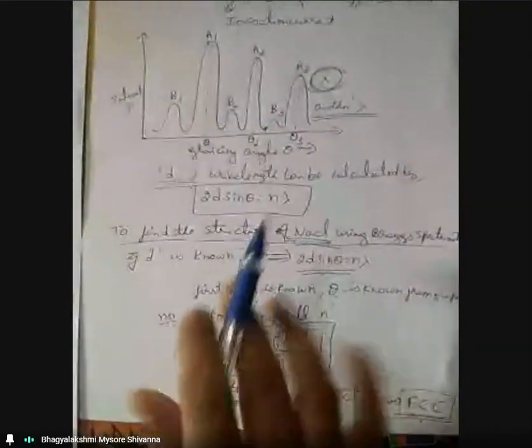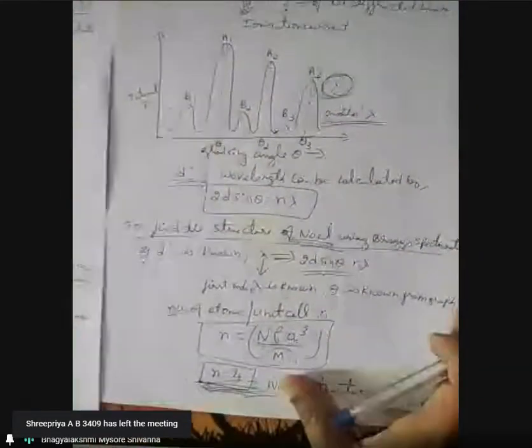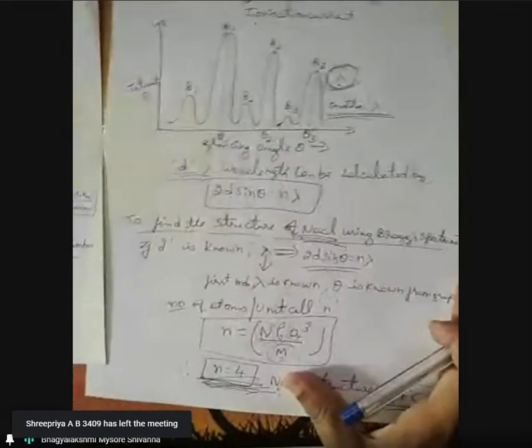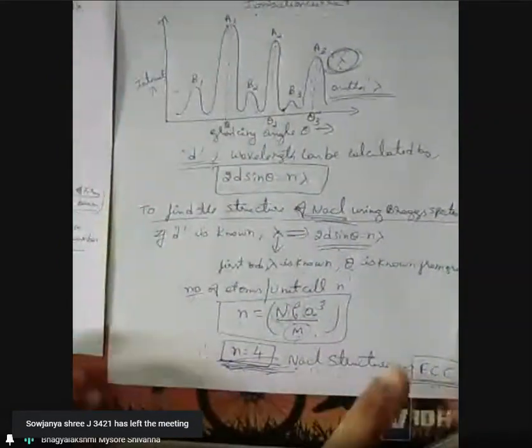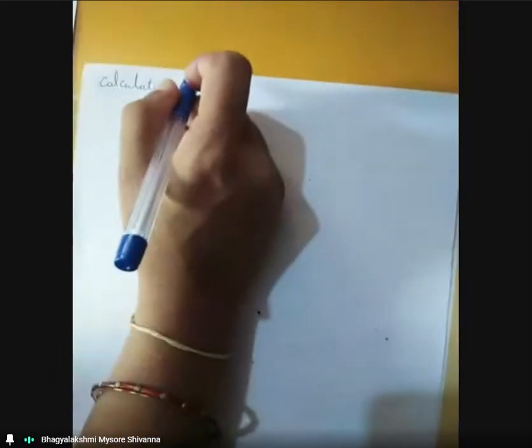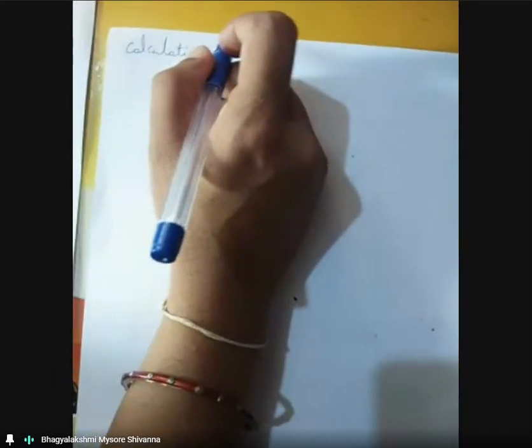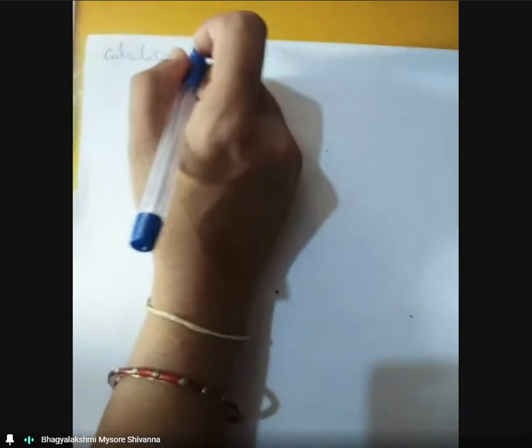In this way, we find out the structure of any crystal by using the Bragg spectrometer. So in this way, we study the structure of NaCl. This is one example. Next, we have to calculate how to find the value of d. If we know the value of d, we can find the value of lambda. Therefore, how do we find d?